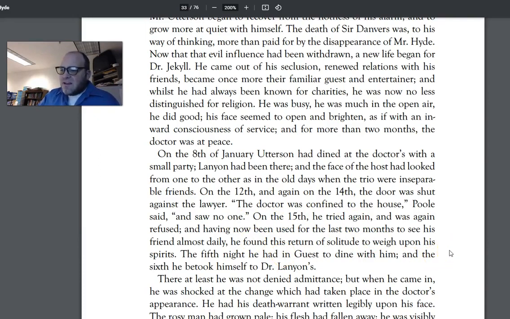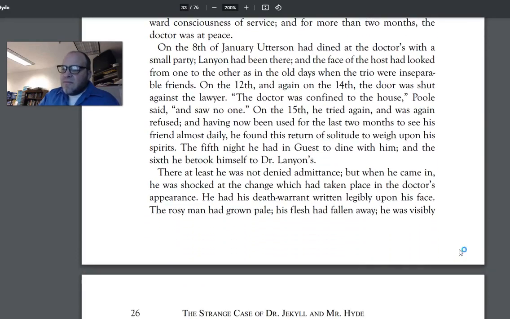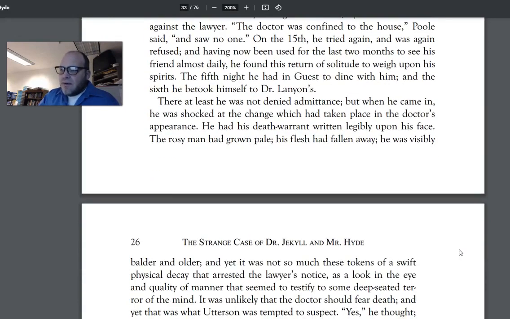The 5th night he had in guest to dine with him, and the 6th he betook himself to Dr. Lanyon's. There at least he was not denied admittance, but when he came in he was shocked at the change which had taken place in the doctor's appearance. He had his death warrant written legibly on his face. The rosy man had grown pale.